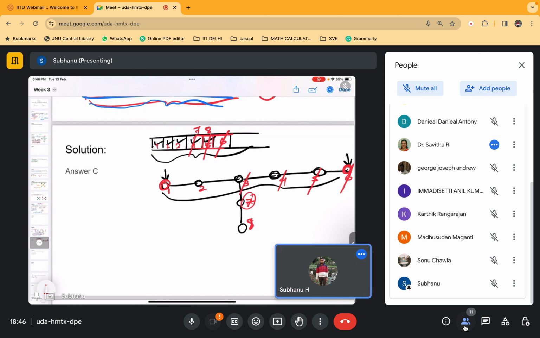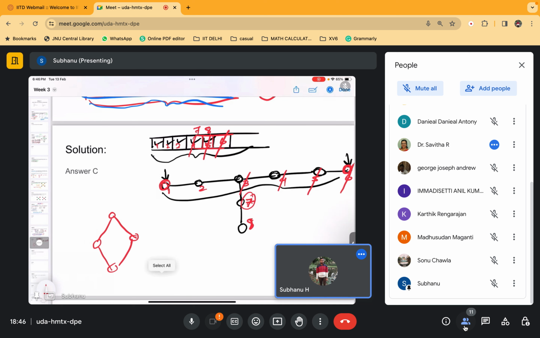Okay, so in this case, whenever you will be doing DFS or BFS, your graph will always be given. Okay, in every case the graph will be given. Okay, sir.